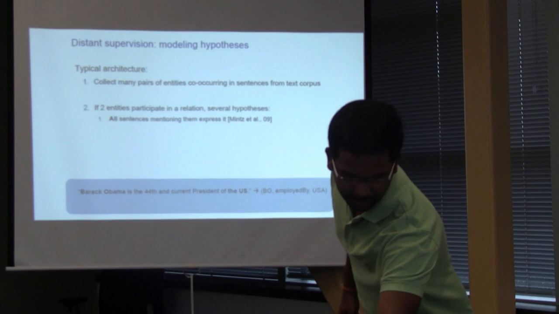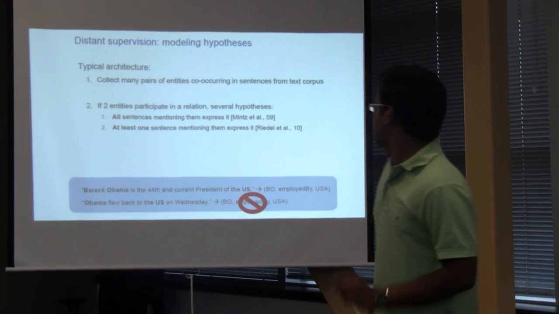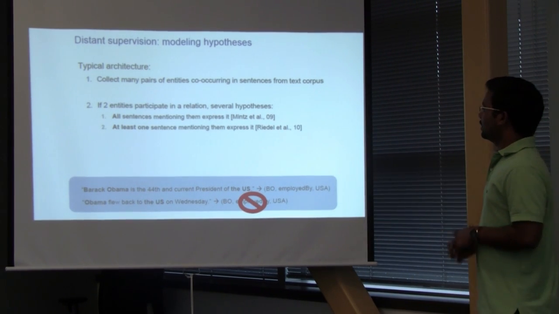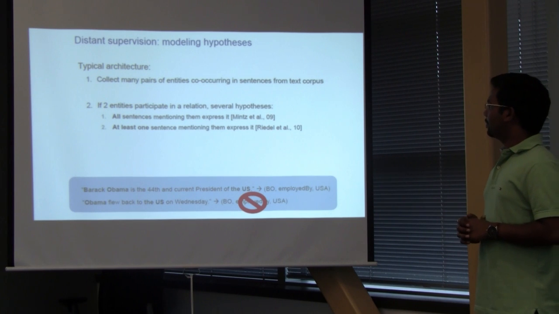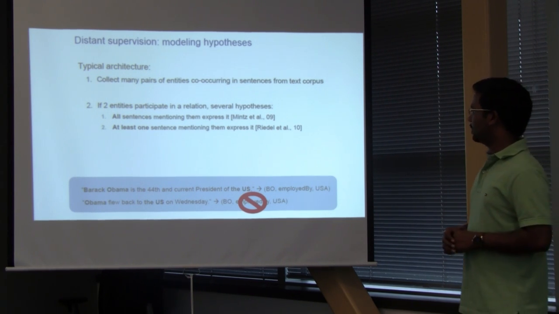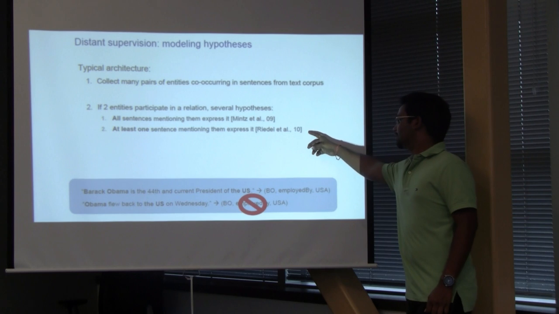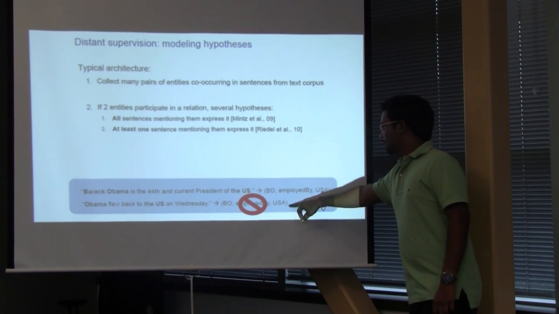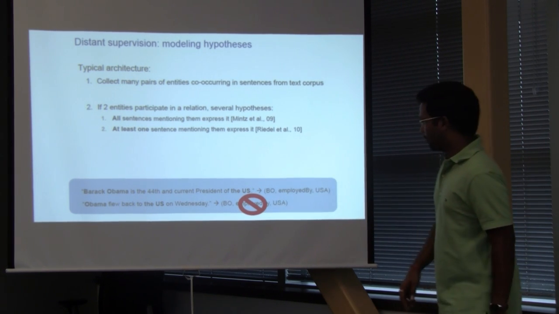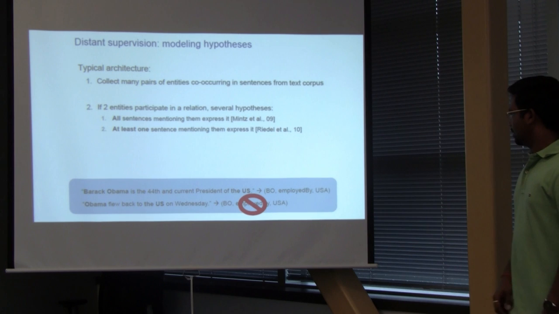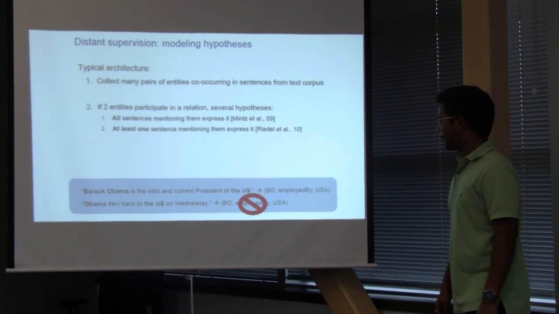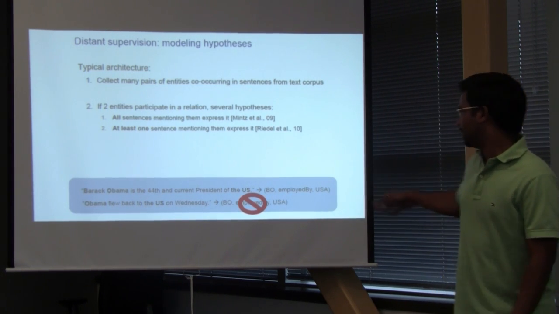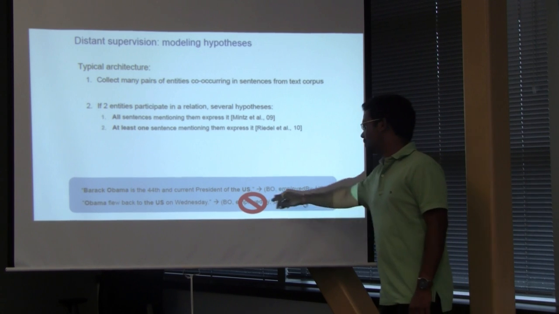Another hypothesis, where this can go wrong, is when the model assumes at least one sentence mentioning them expresses the relation. If they consider that to be true, sentences like this one will be wrong. Like Barack Obama flew back to the US on Wednesday. That is not an exact sentence that infers this triple.